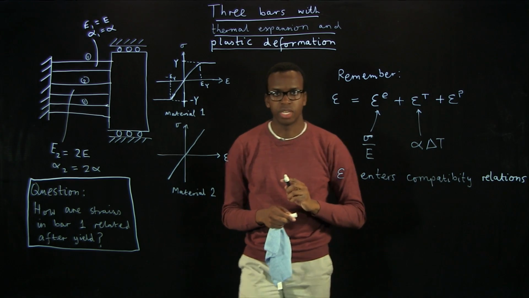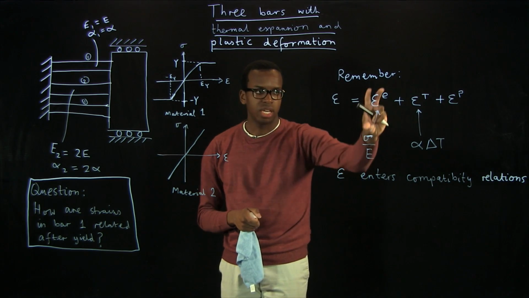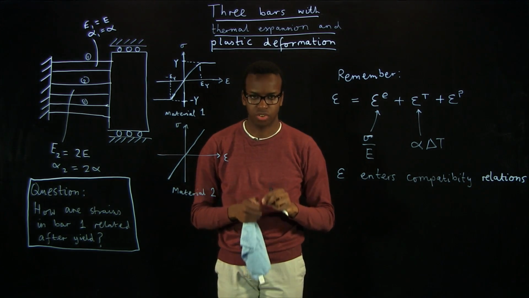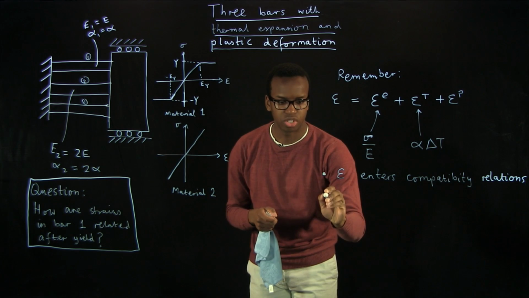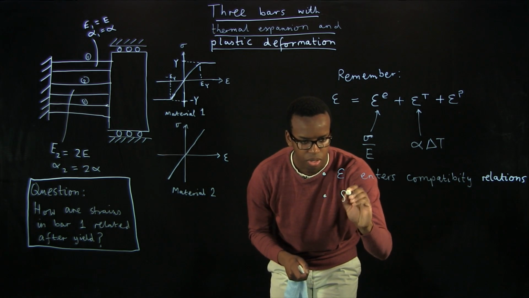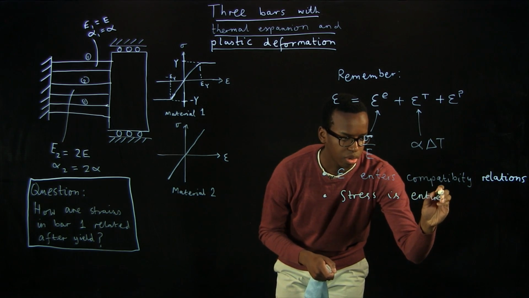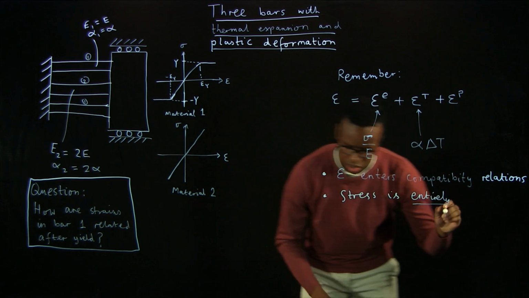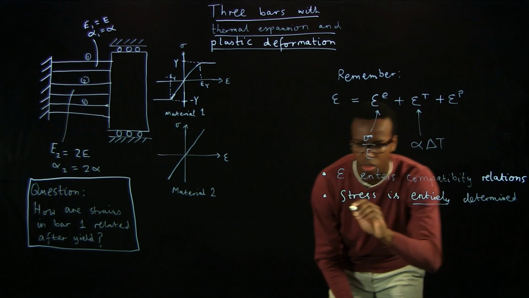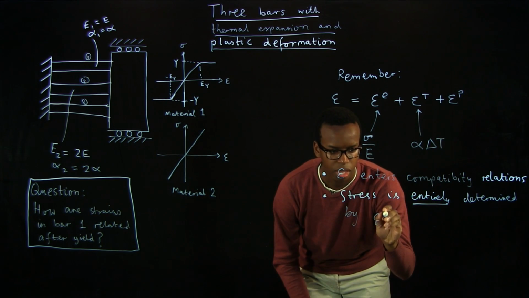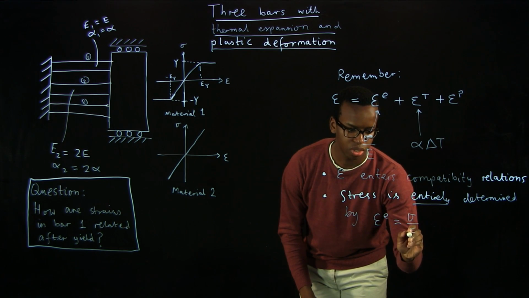The second thing to remember is that when you have a stress in your material, the stress is entirely described by your elastic strain. So the elastic strain is the only strain that enters into your stress formulas. So stress is entirely determined by epsilon E, our elastic term, which, as we have said, is equal to sigma over E.